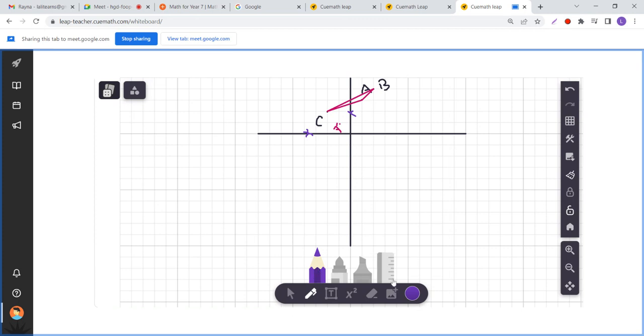So when you draw this, it is going to be this and this and this. This is A dash, this is B dash, and this is C dash.